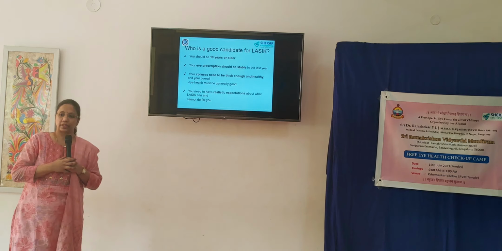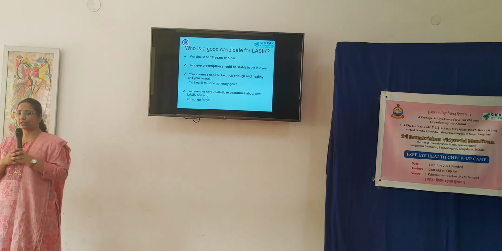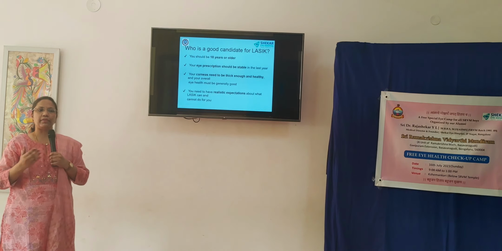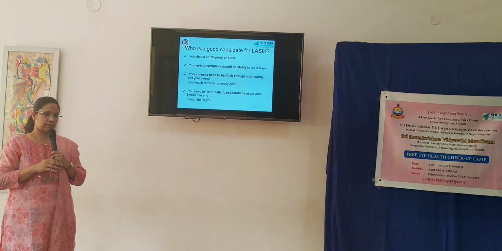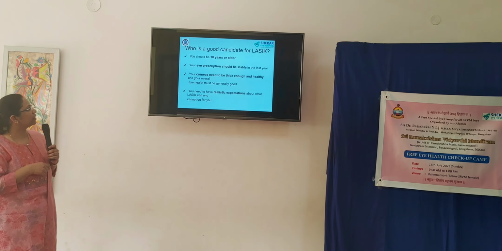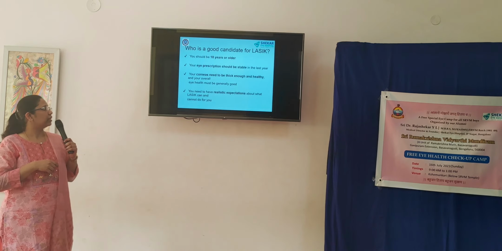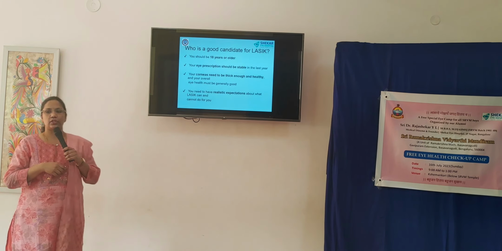Your vision, like your power, should be stable. It should not be fluctuating. Like increasing power, we always wait for it to stabilize, and only then do we plan for that. Remember the second point also: your corneas need to be thick enough and healthy, and your overall eye health should be generally good.